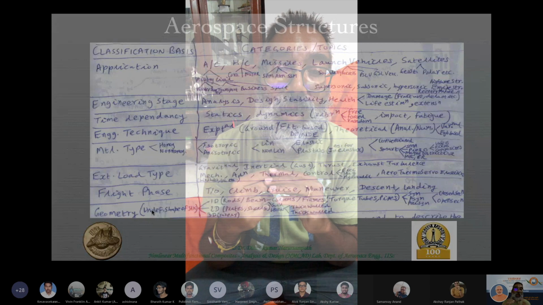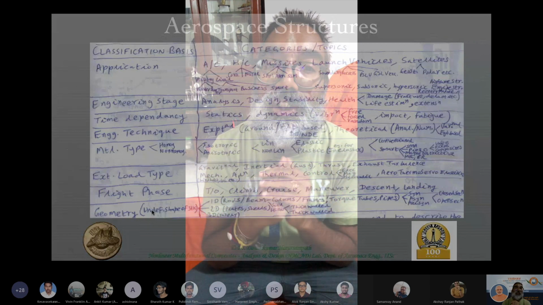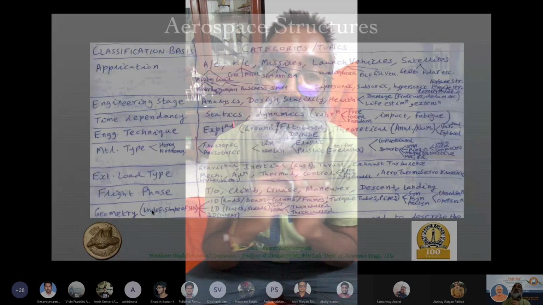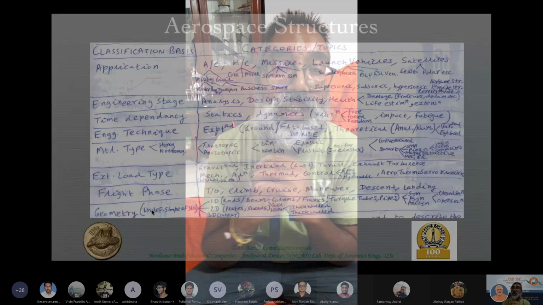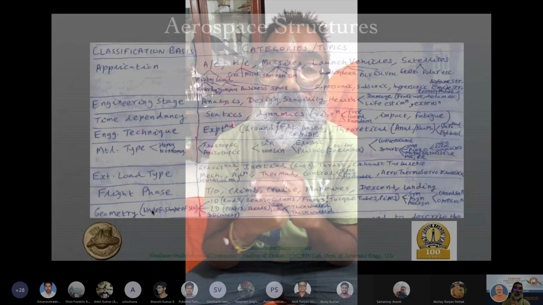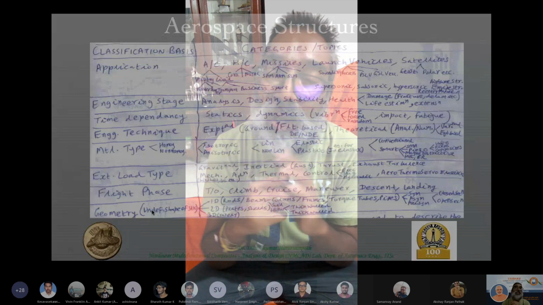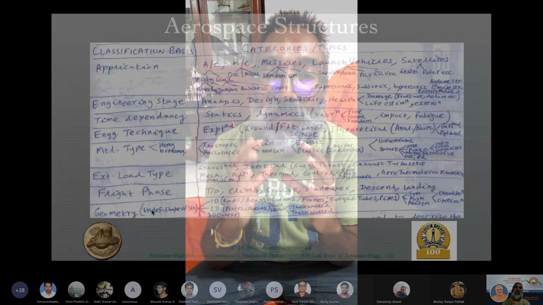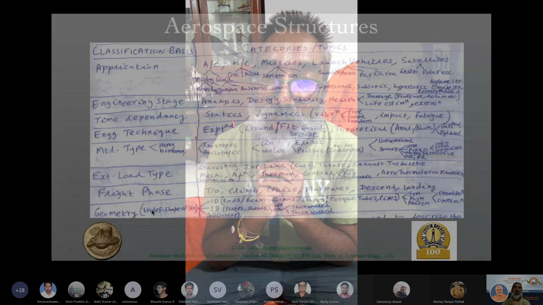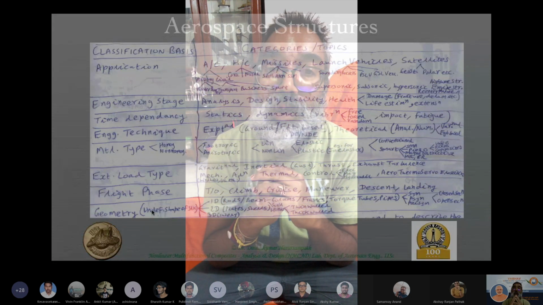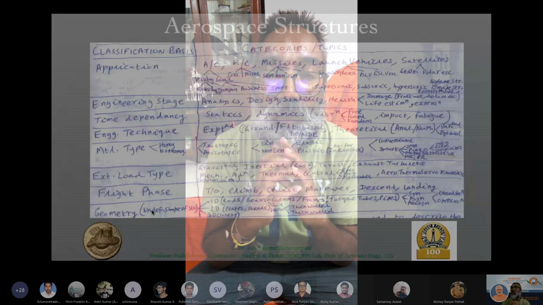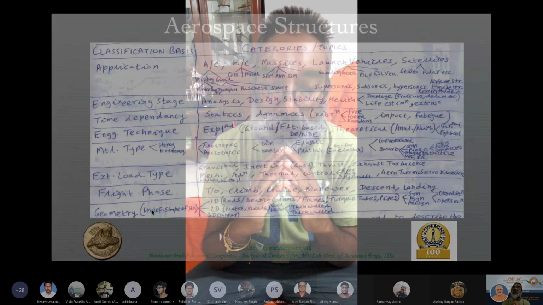1D, where one of the dimensions, which is the length of the structure, dominates over the other two. 2D structures, where the thickness of the structure is very small, negligible compared to the other two. And three-dimensional structures, which are more like brick-like structures, very commonly used in civilian or mechanical constructions, but rarely used in a flight vehicle kind of construction.